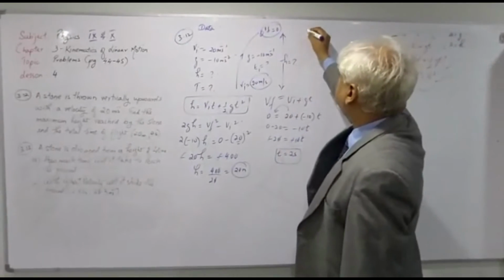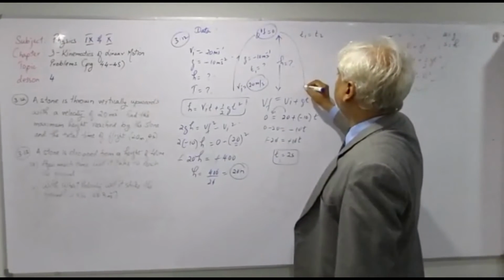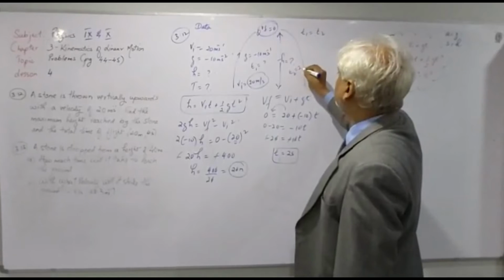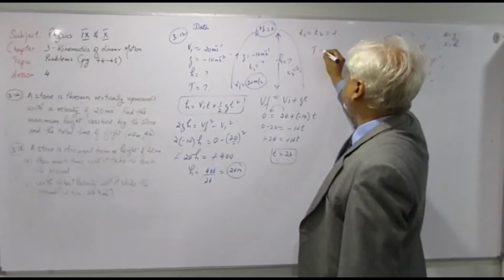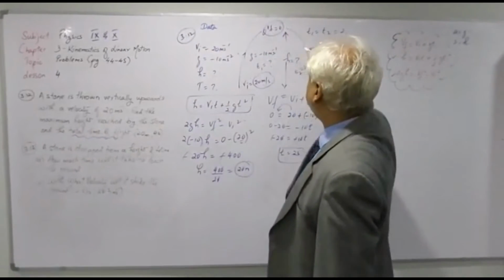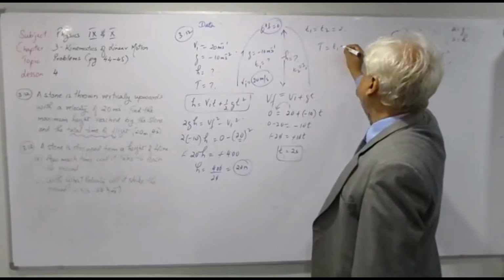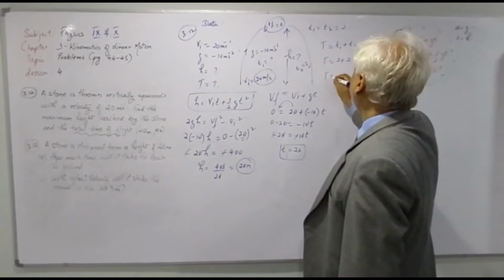So obviously it takes t1 and t2 the same time to come down, to reach down. Okay, t2 will also be 2 seconds. So if they are both equal to 2, then the total time is what? Total time of flight means when it's in the air and then it comes down over here, will be t1 plus t2, and this will give us 2 plus 2, 4 seconds.